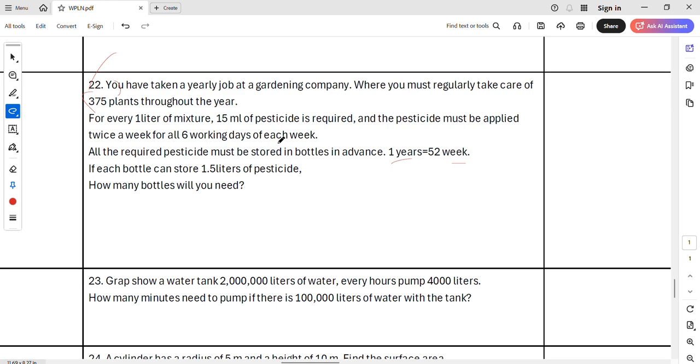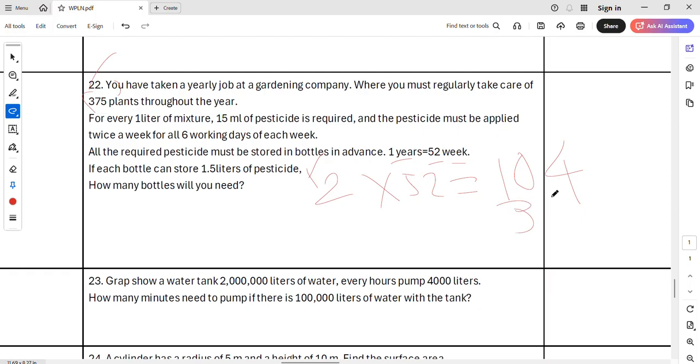So apply, how many times? For 52 weeks, 6 working days, 2 times apply. So the weeks total 52, and 52 times 2 is 104, twice a day. Then how many plants? 375. So multiply with the 375.